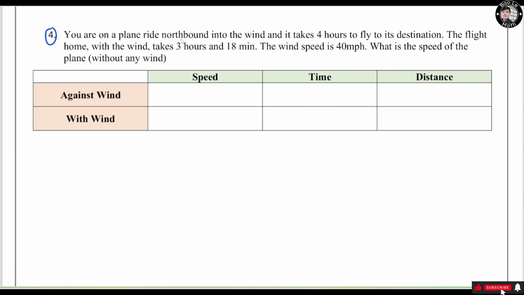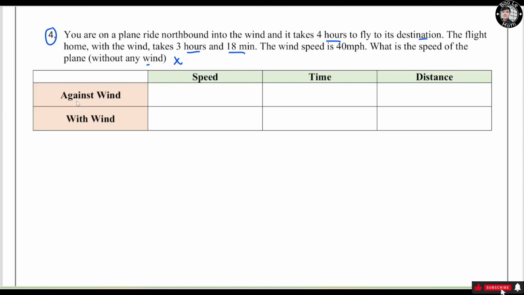You're on a plane northbound into the wind and it takes 4 hours to fly to its destination. The flight home with the wind takes 3 hours and 18 minutes. The wind speed is 40 miles per hour. What is the speed of the plane without any wind? So we don't know the speed of the plane. We call this s.